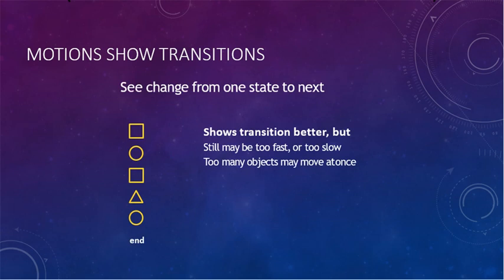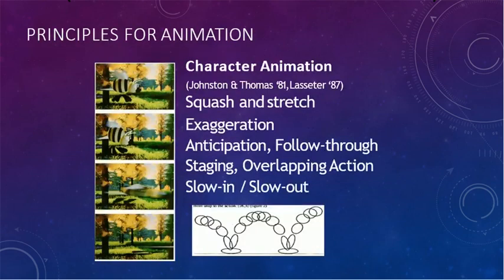I am not moving them at 10 frames per second, so it can be just too slow or just too fast. So when we are making the transition or the motion, we need to show that transition better, and we have to move one object at a time. We don't want to move all the objects mixed together, and we don't want all of them moving in one place. So when we are talking about animation, the important concept is the principles of animation.